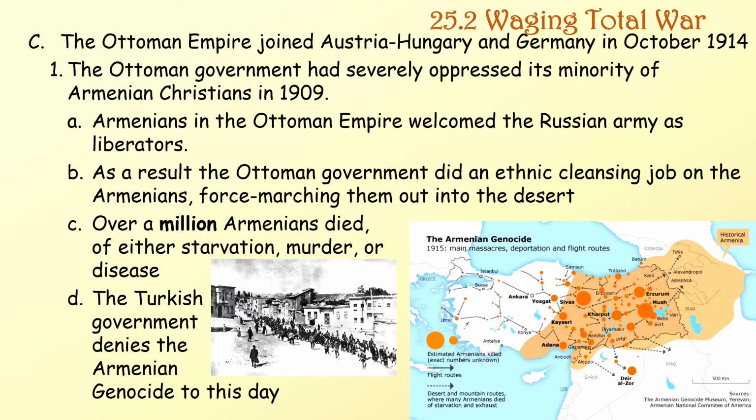The Ottoman Empire joined Austria-Hungary and Germany in October 1914. The Ottoman government had severely oppressed its minority of Armenian Christians in 1909. Armenians in the Ottoman Empire welcomed the Russian army as liberators, and as a result, the Ottoman government did an ethnic cleansing job on the Armenians, force-marching them out into the desert. Over 1 million Armenians died of either starvation, murder, or disease. The Turkish government denies the Armenian genocide to this day.